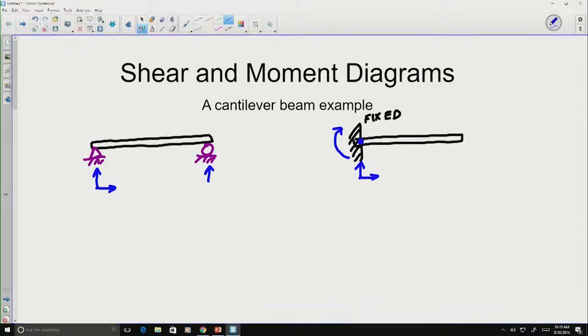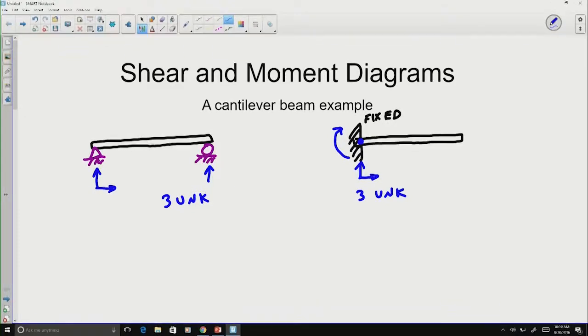In both cases, we have three unknowns. In this case, there are three forces, two in the vertical direction and one in the horizontal direction, that are unknown. And in the second case, we have three unknowns, but two of them are reactions, X and Y, and one of them is a moment.